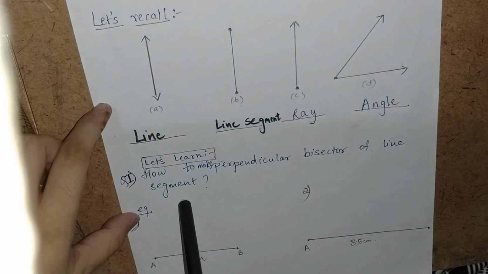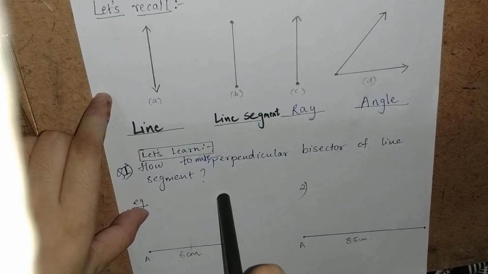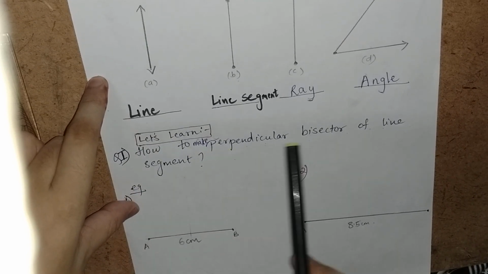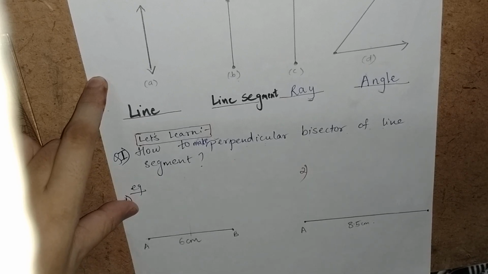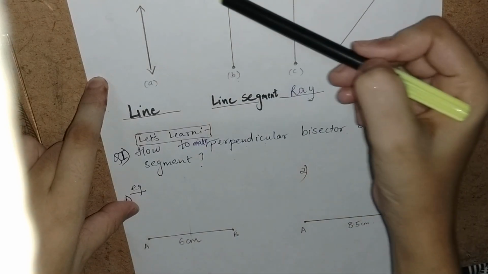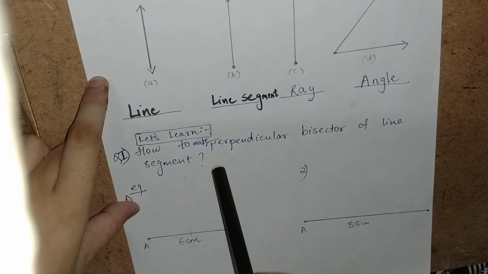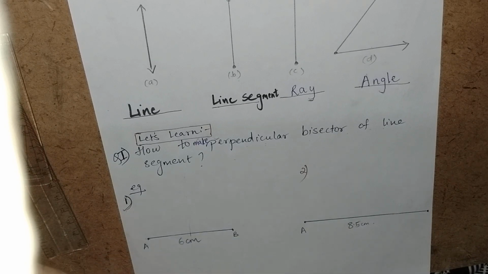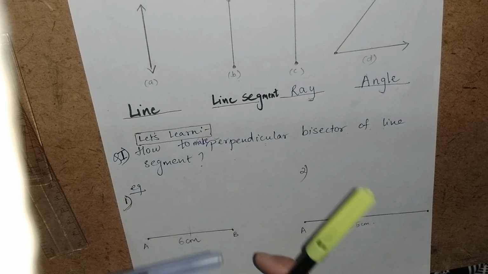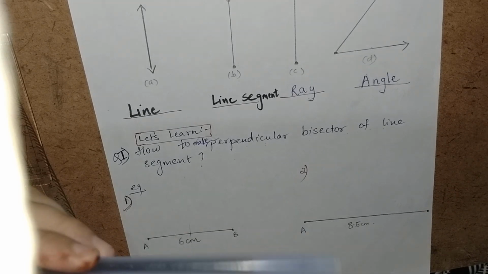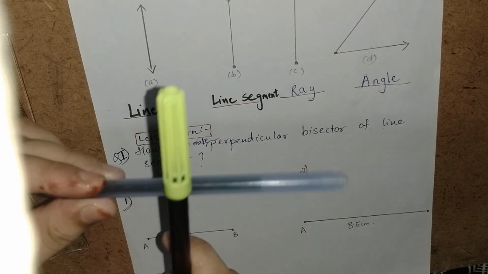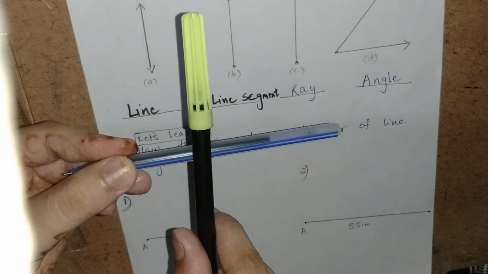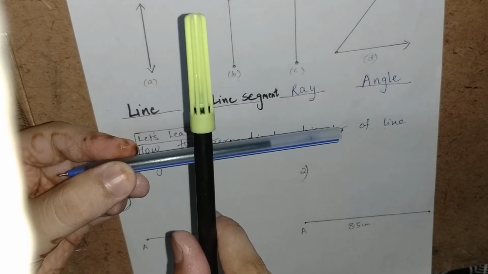Okay. So, in class 7, what are you going to learn? We will learn how to make the perpendicular bisector of a line segment. You know what a line segment is? This you can see. So, perpendicular bisector means what? Perpendicular means 90 degree and bisector means cutting into equal parts. So if this is a line segment, we will do like this. This line is bisecting the line segment.